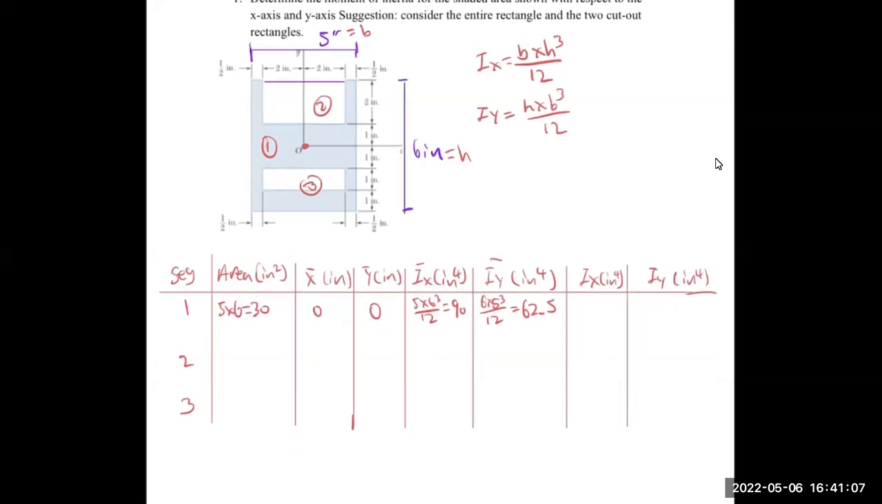Okay. So for segment 2, the area. We can see that segment 2 has a base of 4 and the height is 2. So 4 multiplied by 2, that's 8.